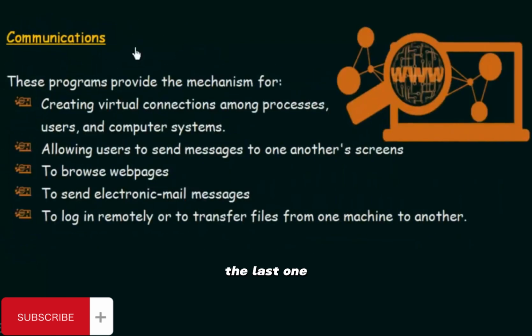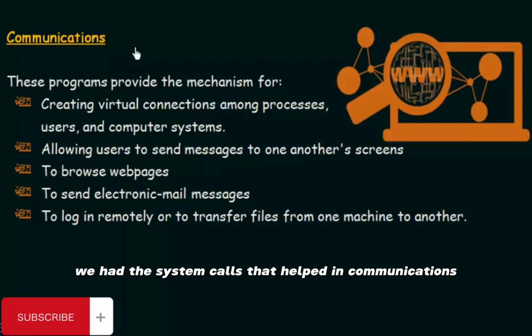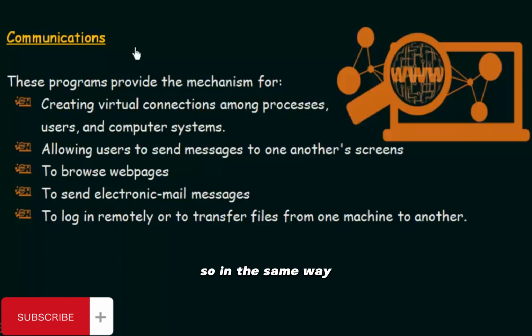Now coming to the last one, we have communications. These are the system programs that help in communications. Even when we discussed our system calls, we had system calls that helped in communications. In the same way, the system programs that help in communication between processes or users, or allow users to surf the web and so on, fall under this category of communications.